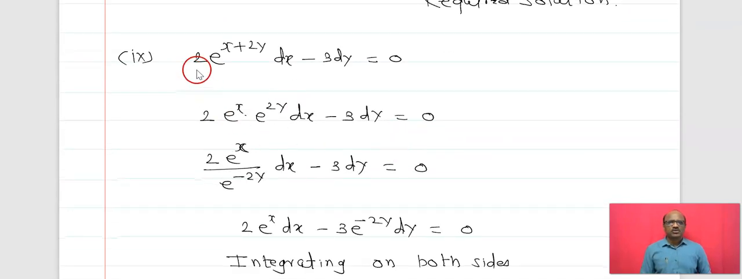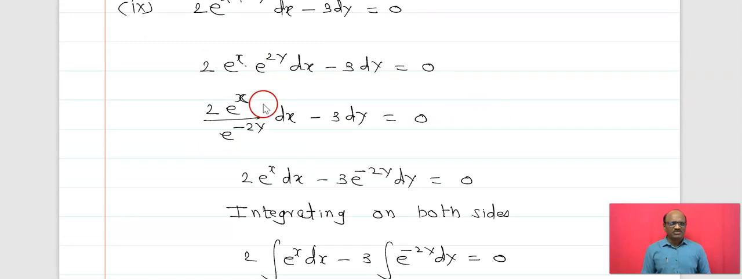Now the next problem is 2 e raised to x plus 2y into dx minus 3 dy equals 0. Now again this can be written as 2 into e raised to x into e raised to 2y into dx minus 3 dy equals 0. Now separate the variables. It can be written in this manner, 2 into e raised to x upon e raised to minus 2y into dx minus 3 dy, and therefore after simplifying, you will get 2 into e raised to x into dx minus 3 e raised to minus 2y into dy equals 0.